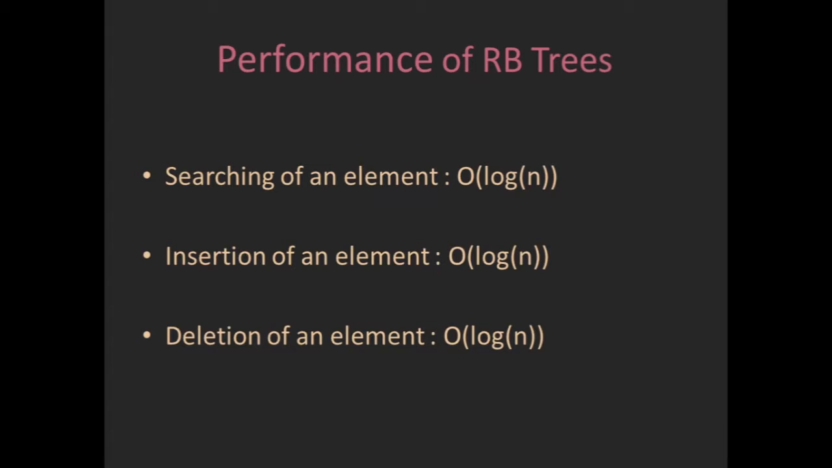So now let us discuss the performance of red-black trees. The searching of an element takes big O of log n because this is a perfectly balanced binary search tree. So for every search iteration, the size of the iterating space gets reduced by half. So the searching of an element takes big O of log n time complexity. The insertion and deletion of an element also take big O of log n time complexity. We will be looking at the insertion part after this.